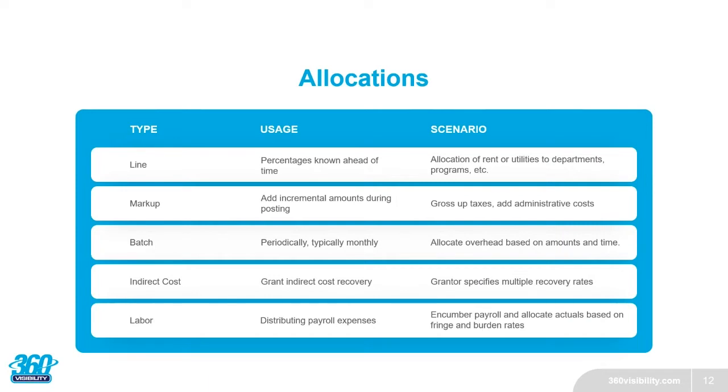We'll talk about that. You can batch allocations and run them as a month-end process. So that's common if you're doing overhead allocations at the end of all your expense postings. You can also do what we call an indirect cost allocation, which is you may have a cost recovery, or you may be assigning an admin percentage onto a transaction. Okay. And also there's, of course, labor distribution to help you distribute payroll expenses.